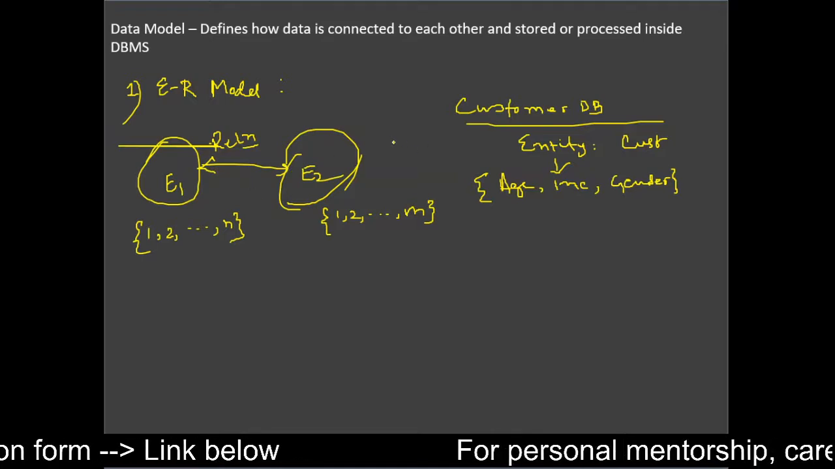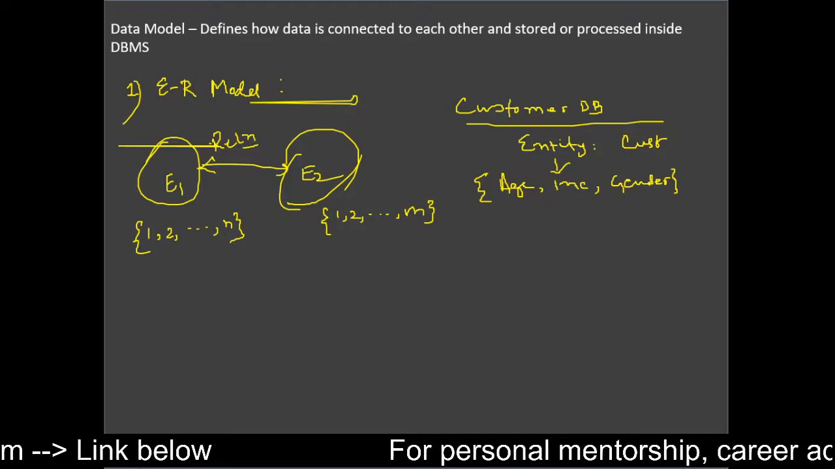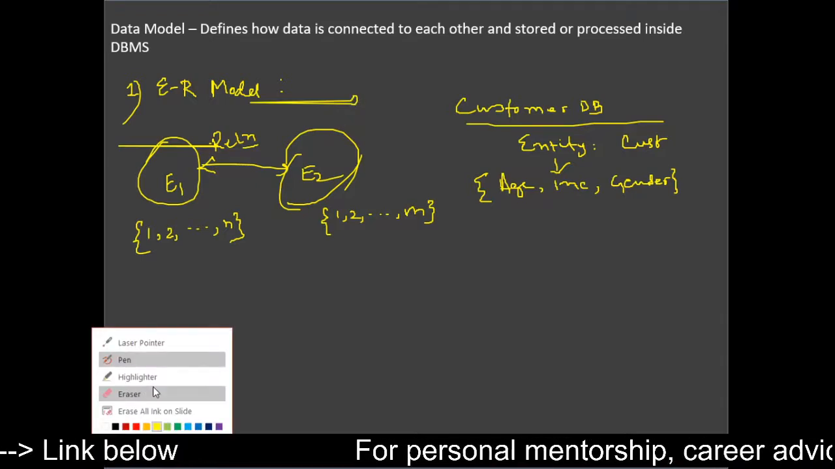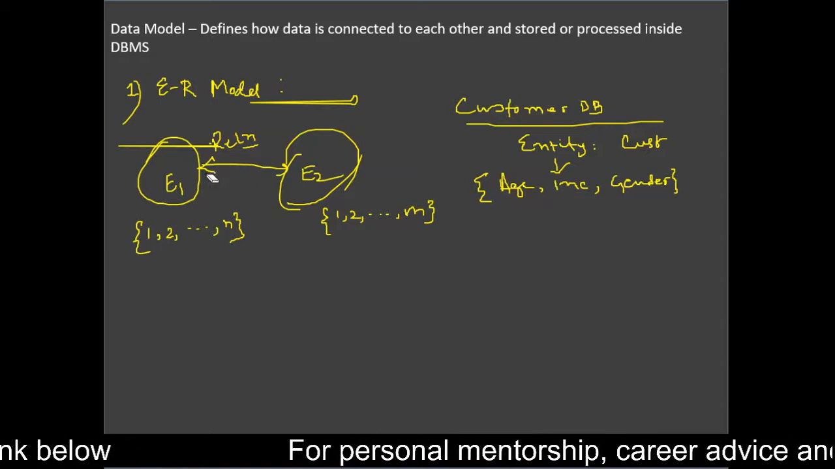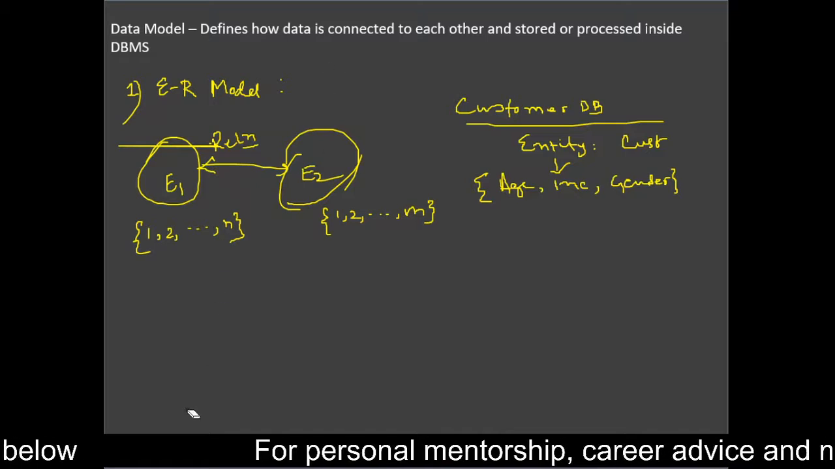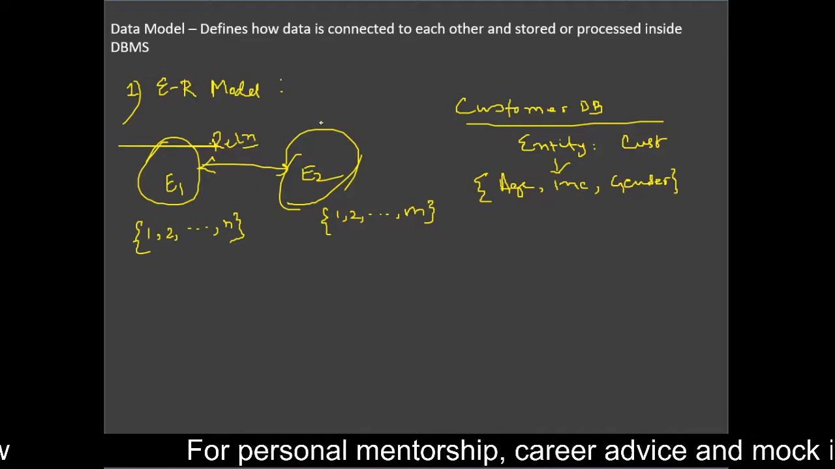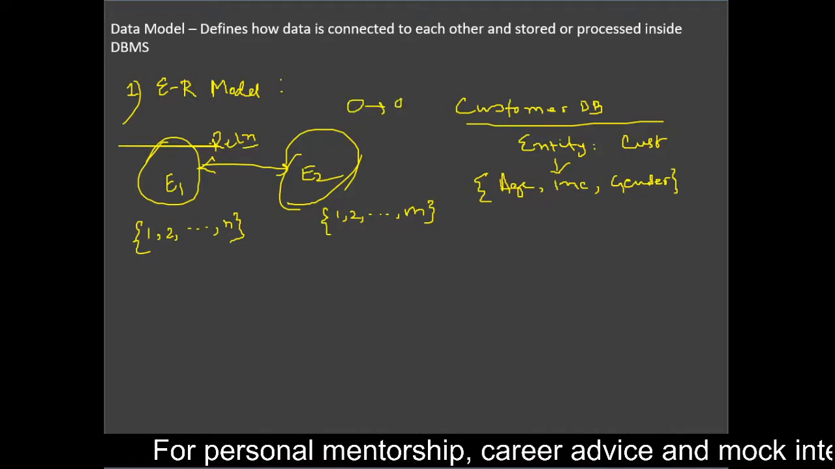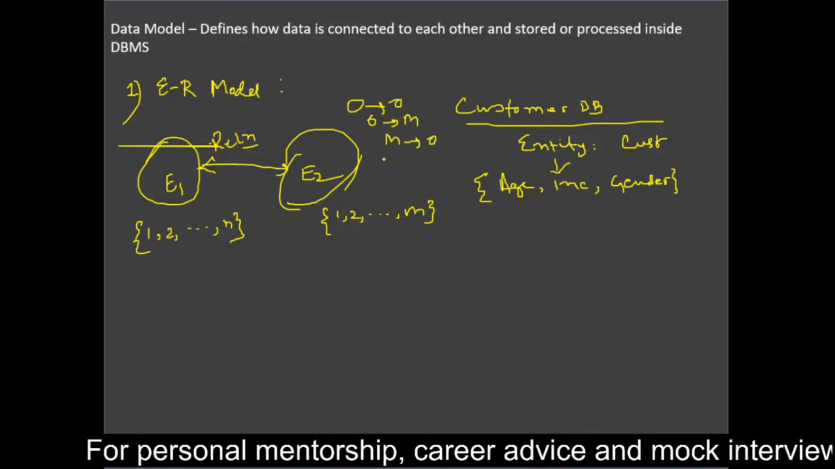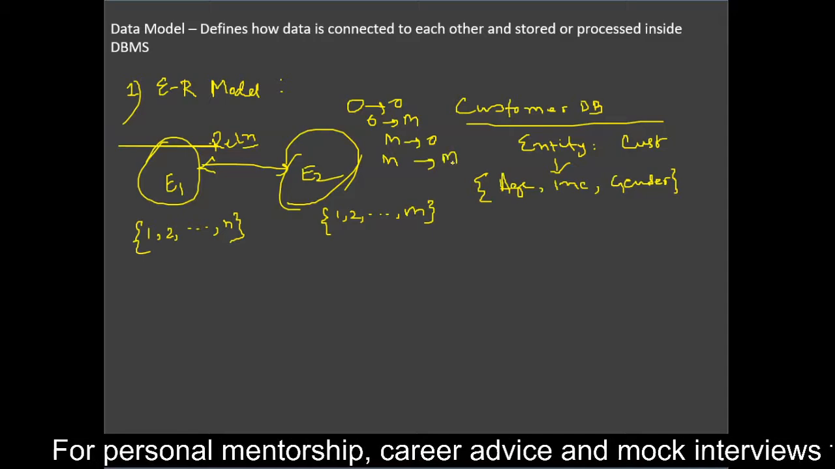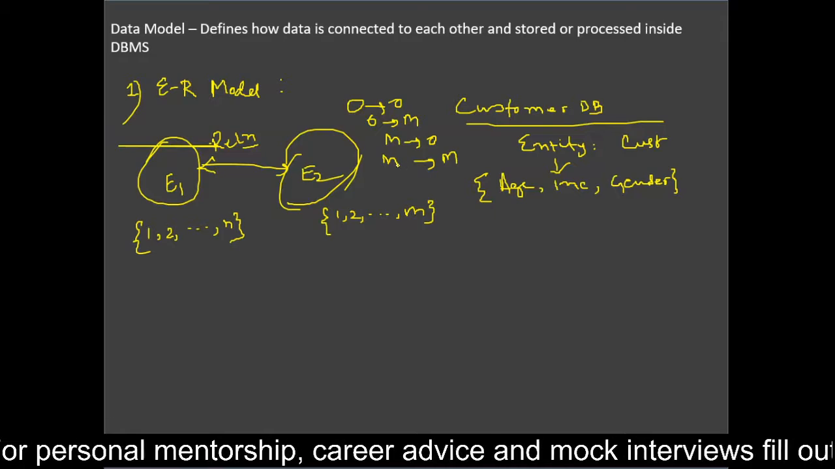Now, there could be many possibilities in terms of relationship among entities. Okay, yeah, so here it could be one to one or one to many. It could be many to one, or it could be many to many, right? So these four kinds of mappings are possible among the different entities.